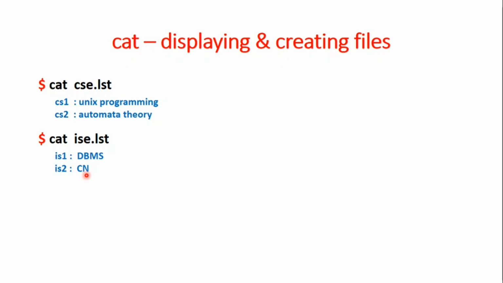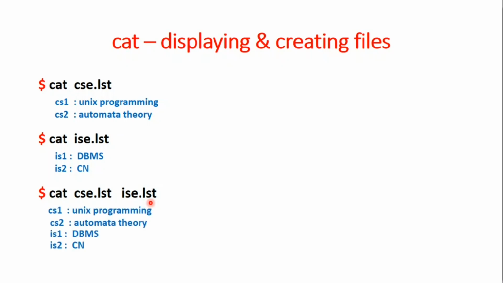Now if I pass both these files to cat, that is csc.lst as the first file name argument followed by isc.lst, then the cat command will concatenate the contents of both the files, csc.lst followed by isc.lst, onto the output screen. This is why the name cat stands for concatenation.